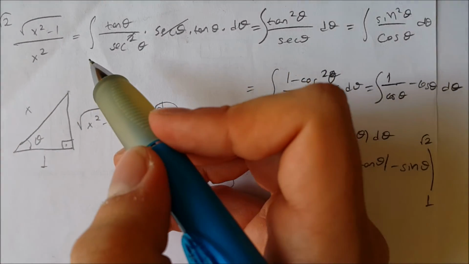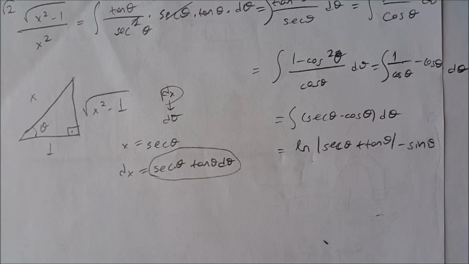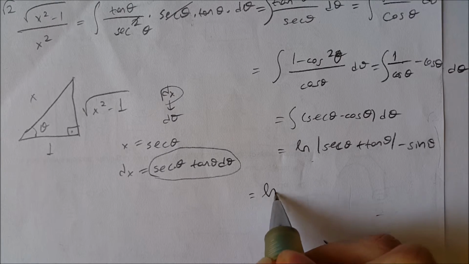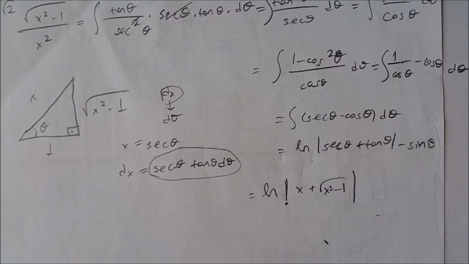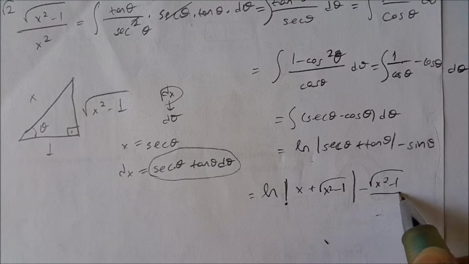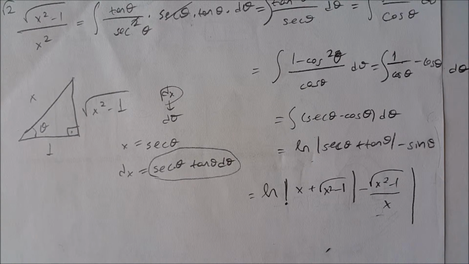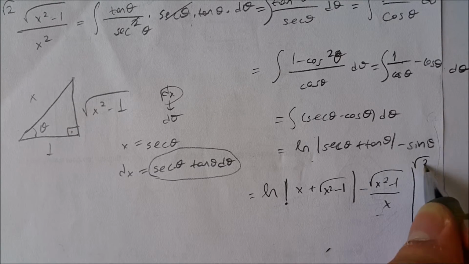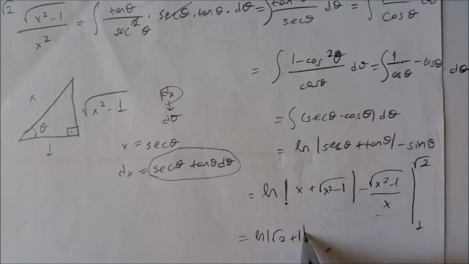Do not forget about the boundaries we had in the first place. They never change. So now we need to convert this back into x's. And if we do that, we get ln x plus root x squared minus 1 for secant theta plus tangent theta, and the minus root x squared minus 1 over x for sine theta. So our boundaries for minus sine theta, our boundaries are the same from 1 to root 2. So if you substitute these numbers, you would get ln root 2 plus 1 minus root 2 over 2 as your answer.